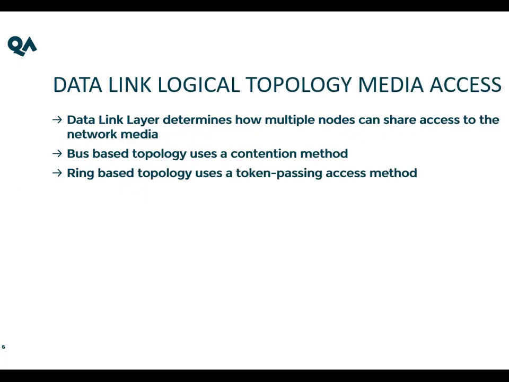What we also have at the data link layer is logical topology and media access. The data link layer is going to determine how multiple nodes can share access to the network media. As we've already mentioned, we have the bus and the ring-based topologies. Bus-based topologies use contention methods, and ring-based topologies use token passing access methods. I will cover that in a different bite-sized video.